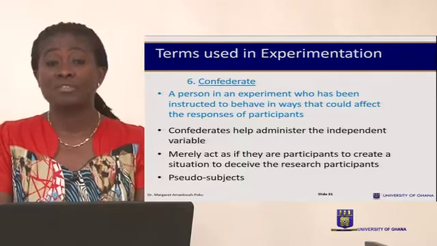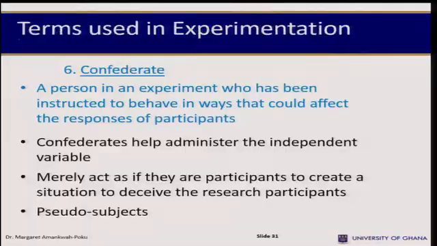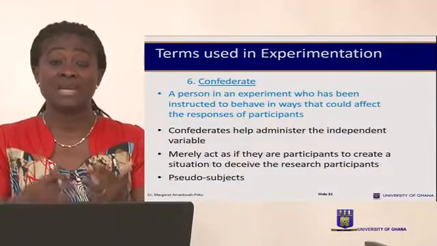Then we have the confederates. A confederate is a person in an experiment who has been instructed to behave in ways that could affect the responses that participants make. So these are not participants. They merely help to administer the independent variable. They act as if they are participants, but they are not.